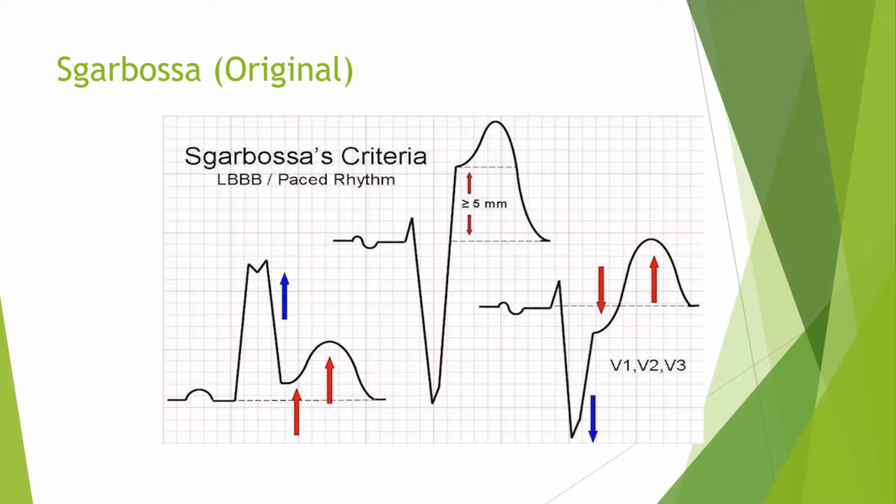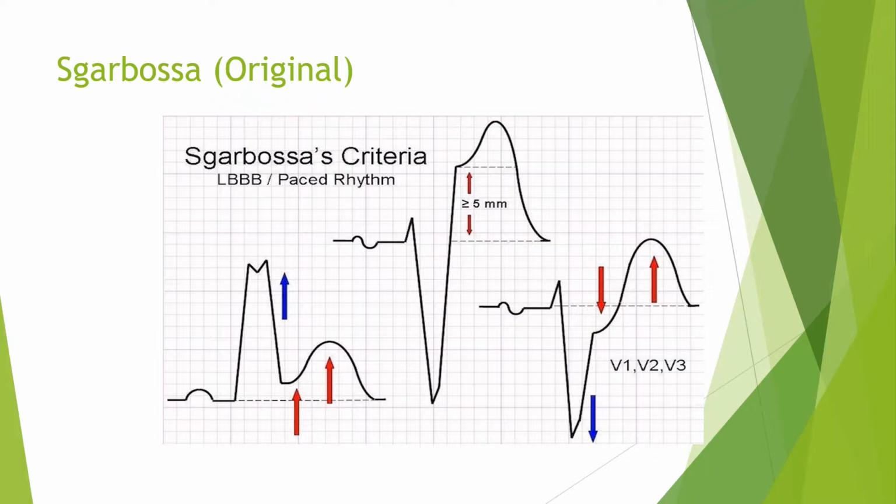The first criteria, criteria A, which is the presentation in the lower left, is what we call concordant elevation. And you can see here you have an upright QRS and an upright T wave with ST elevation. If that is present anywhere in the ECG, then that is predictive of an acute MI to an extremely high value. It's greater than 90% predictive of an acute infarction.